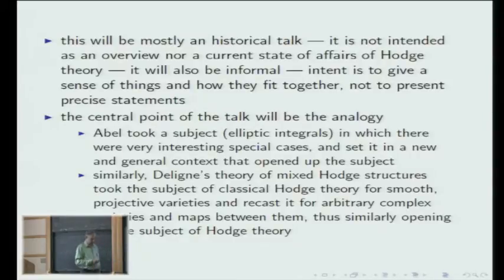Similarly, I think Deligne's theory of mixed Hodge structures took a classical subject, the Hodge theory of a fixed smooth projective variety, and by introducing the concept of mixed Hodge structures, opened the subject up so that it applied to algebraic varieties and maps between them, and led to developments in a similar way to that of Abel.